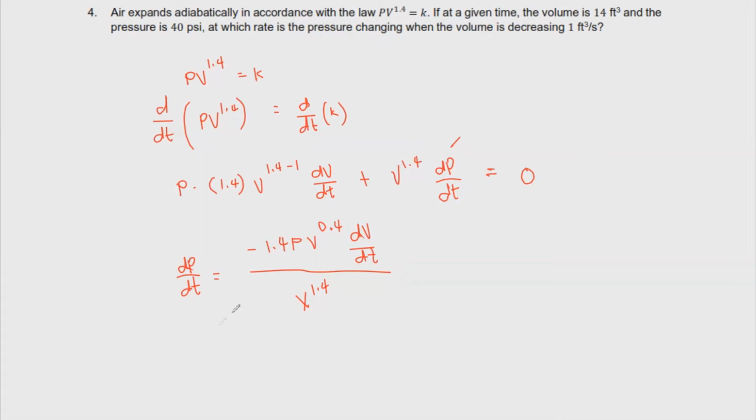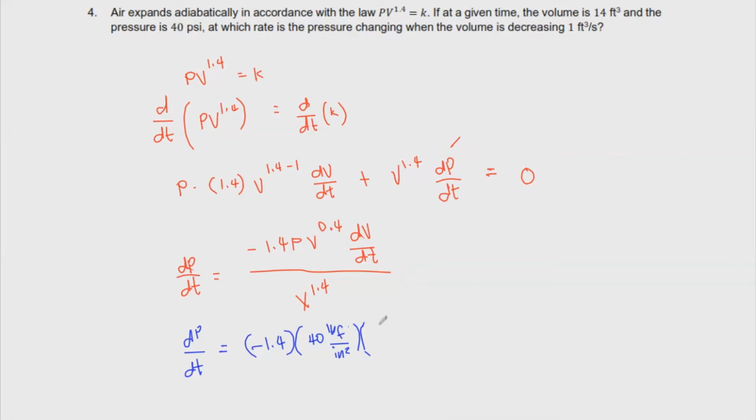So dP over dt is equal to negative 1.4. And now the pressure is given here. That's 40 pounds per inch squared. Now this is 40 psi, and we know that this is pounds per inch squared. Let me convert this inch squared to feet so that I match with this cubic feet right here.